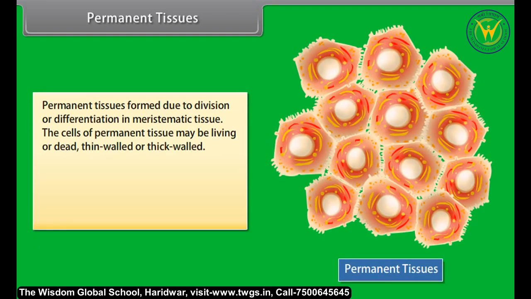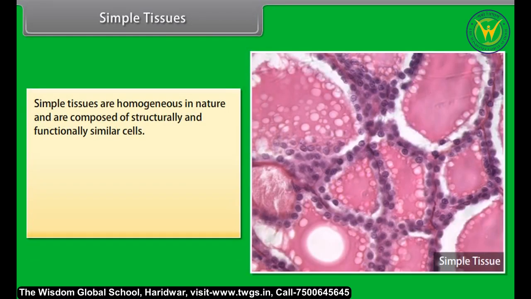Permanent tissues. The permanent tissues are formed due to division or differentiation in meristematic tissue. The cells of permanent tissue may be living or dead, thin-walled or thick-walled. Permanent tissues are of two types: simple tissues and complex tissues. Simple tissues. Simple tissues are homogeneous in nature and are composed of structurally and functionally similar cells. These are of three types: parenchyma, collenchyma, and sclerenchyma.